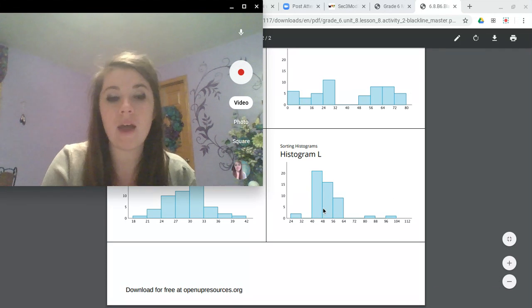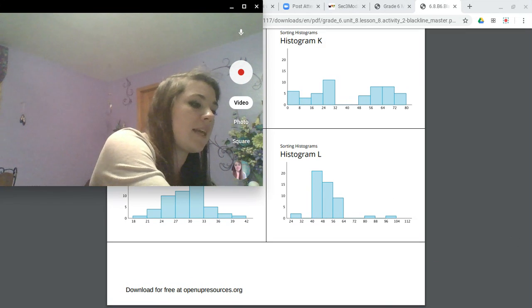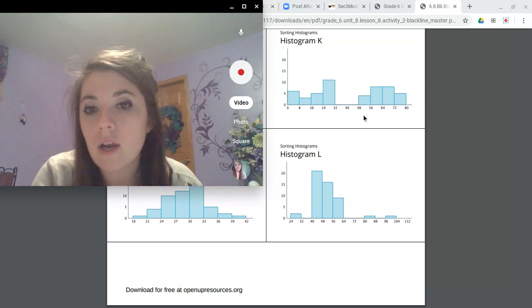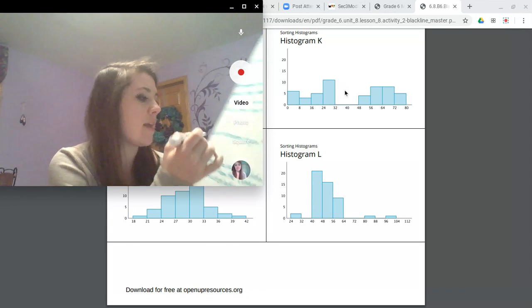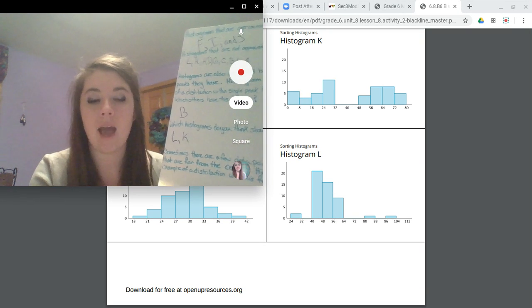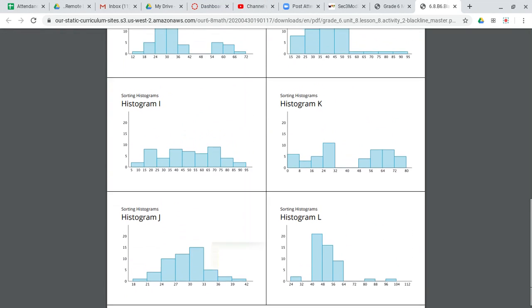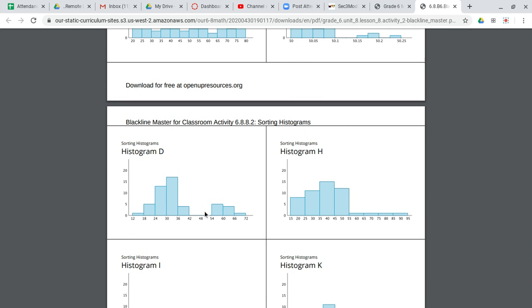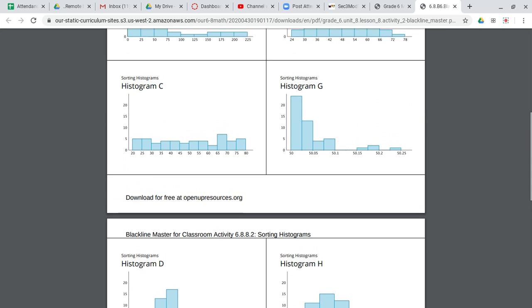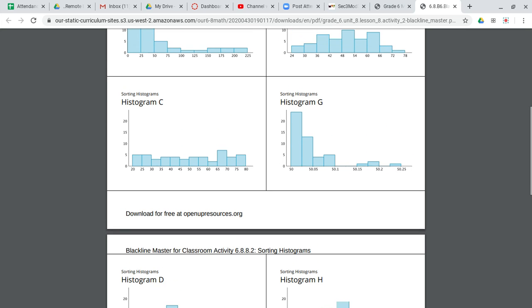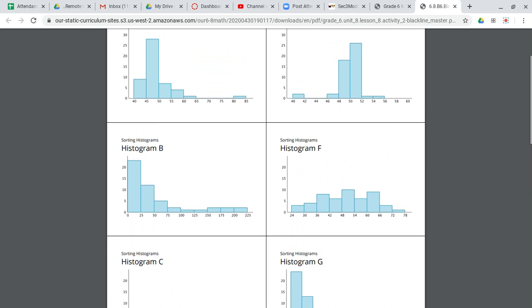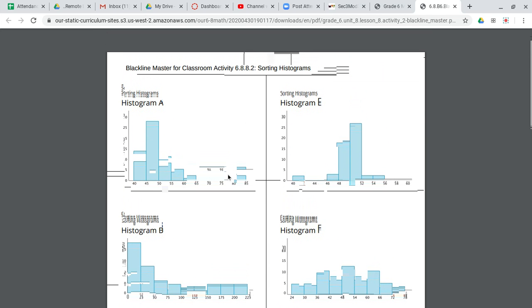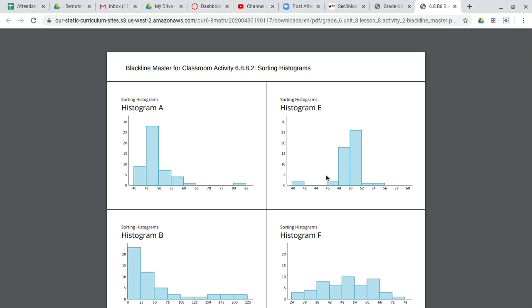So we can see one right off the bat right here. We can see L definitely has a gap to its data. We can also see K up here has a gap in the data. Now let's go to this. J and I don't. H doesn't, but look at D. D has a gap. Then we have G, which definitely has some gaps in there. C does not, F does not, neither does B, but then A and E both have gaps.